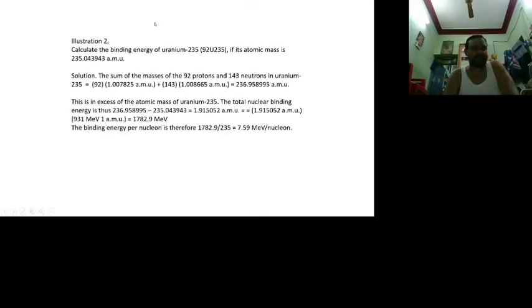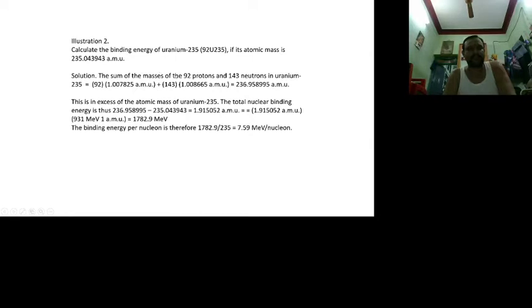Another illustration we can work out: calculate the binding energy of uranium 235. Atomic number is 92, and 235 is the mass number, which should be a superscript, with the atomic number as a subscript. Now, the atomic mass is 235.043, an experimentally observed mass. From this you have to find the binding energy.